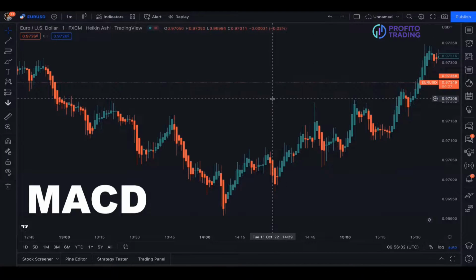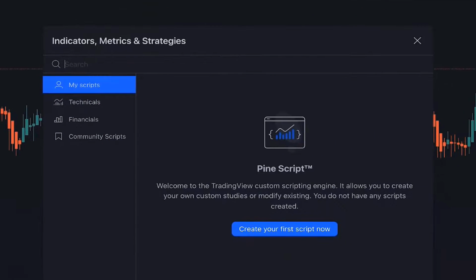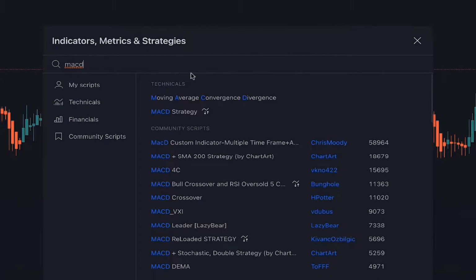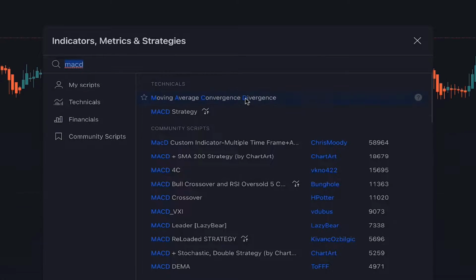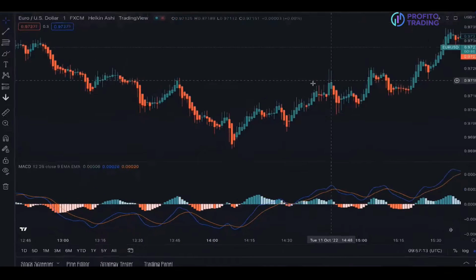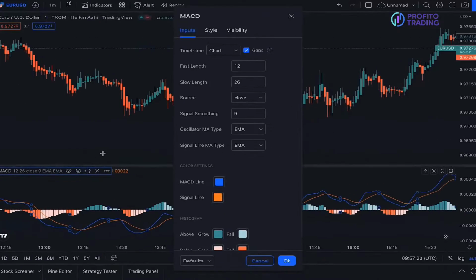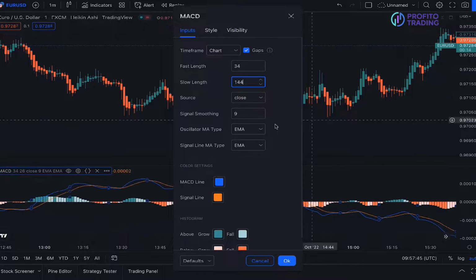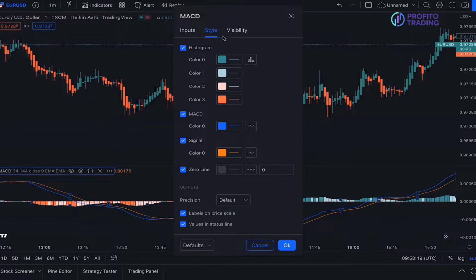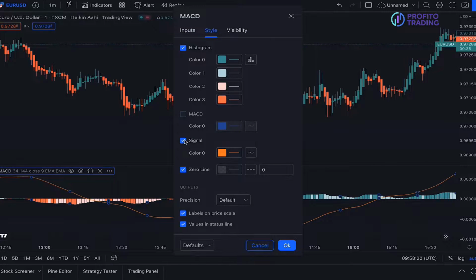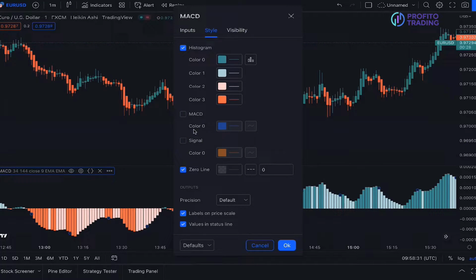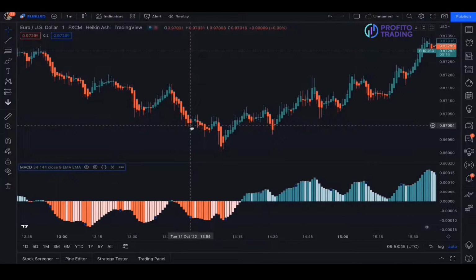On the TradingView platform, here we click on indicators and we simply search MACD. Moving Average Convergence Divergence, this one. After adding it to our chart, here we go to its settings, and for the fast length we set it at 34. For slow length we set it at 144, and for the signal smoothing 9 is fine. Then we go to the style tab and we uncheck MACD and signal lines, because in this method we only need the histogram. We click on OK and our MACD is ready for use in trading.